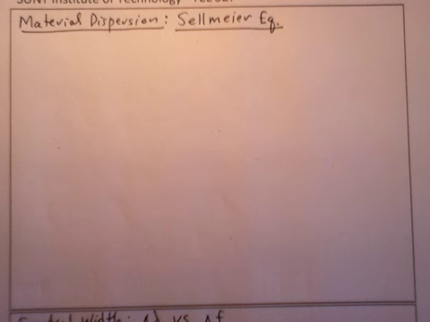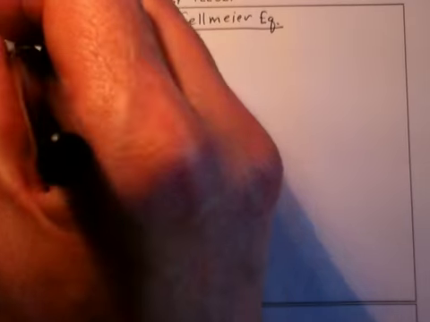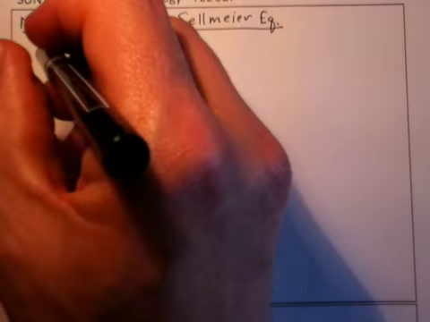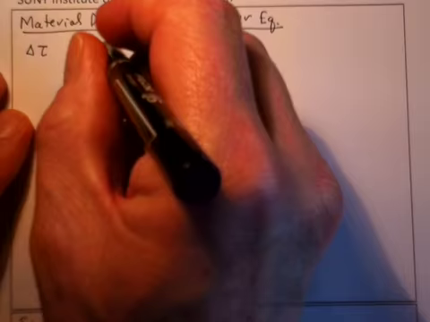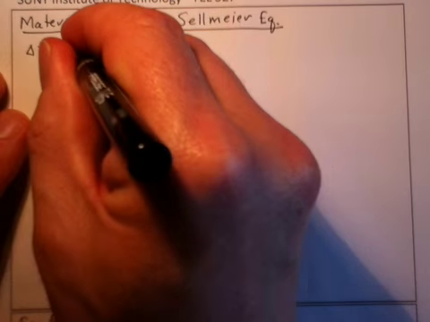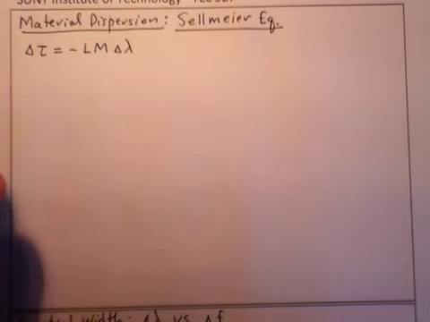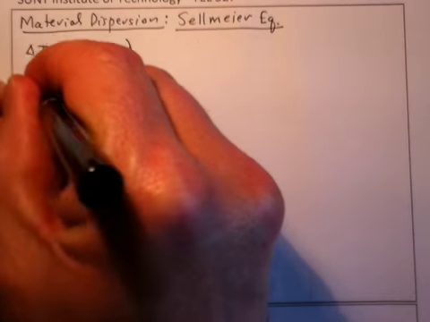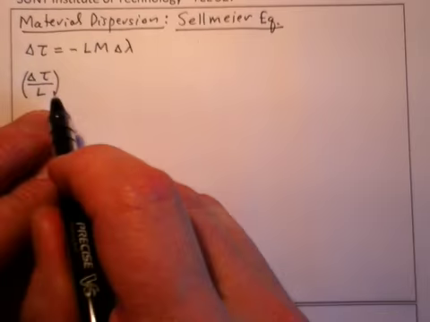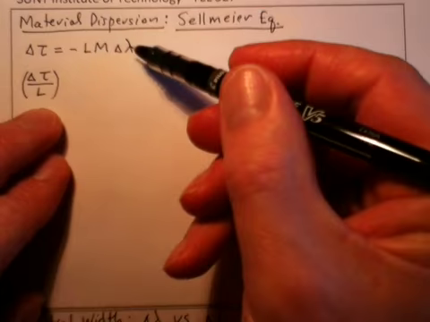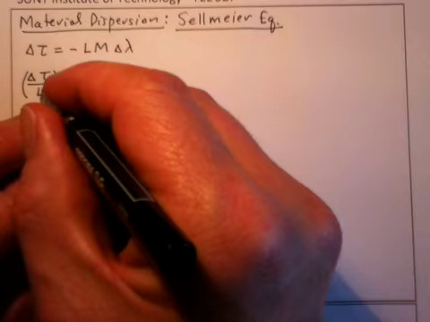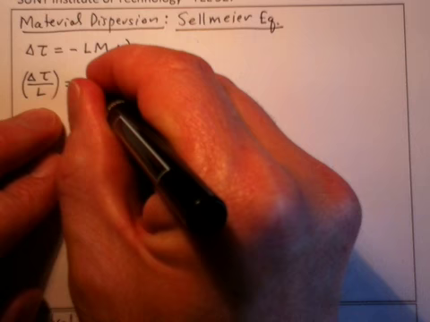Okay, here's a video that picks up from the one where we defined material dispersion. Just to summarize that, the pulse spreading, delta tau, was equal to minus L m delta lambda. And therefore delta tau by L, which is the pulse spreading per unit length, characterizes the fiber. Delta tau itself depends on the length of the fiber. We'd like to characterize the fiber, so we write delta tau by L, and it's minus m delta lambda.